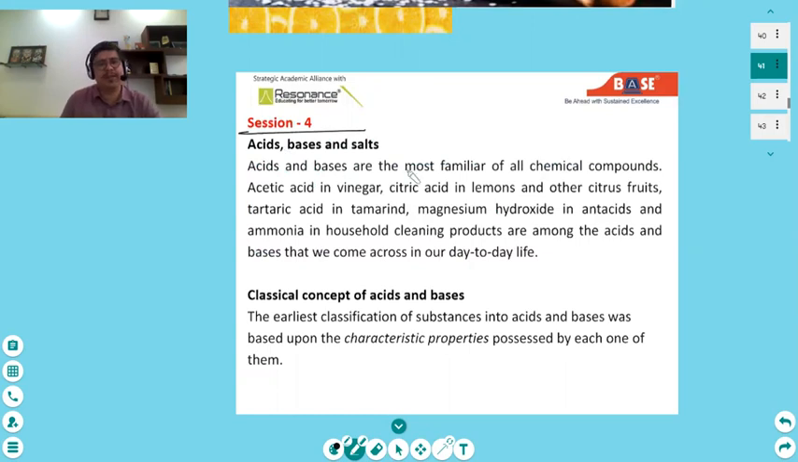So acids and bases are the most familiar of all chemical compounds. You are studying them from your 6th, 7th standard onwards. For example, vinegar contains acetic acid, which you use in your noodles or Chinese food. And citric acid in lemon, oranges, and other citrus fruit, tartaric acid in tamarind. Magnesium hydroxide is an antacid.